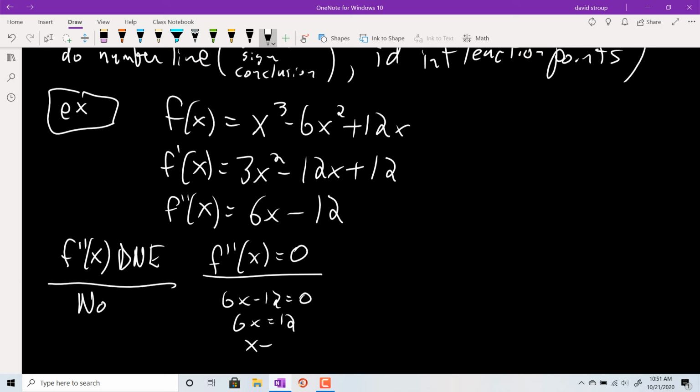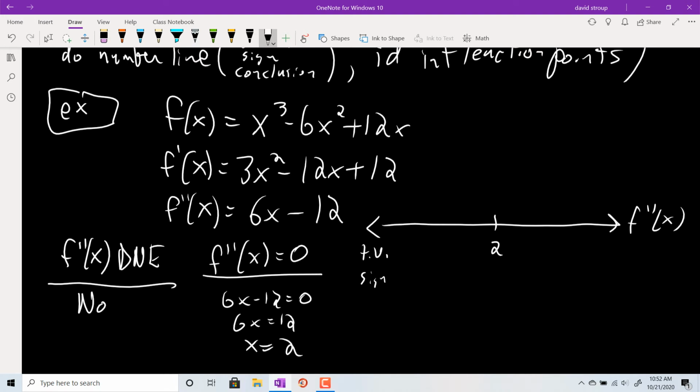So it looks like 2. Then you'll go to your sign chart for the second derivative. Label your potential inflection points. This is an actual inflection point this time. Then get your test values, your signs, and your conclusions. And we'll go through our analysis.